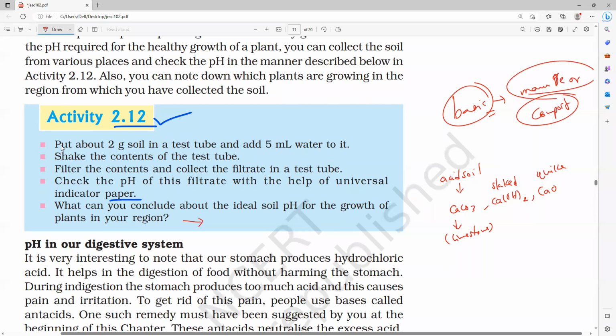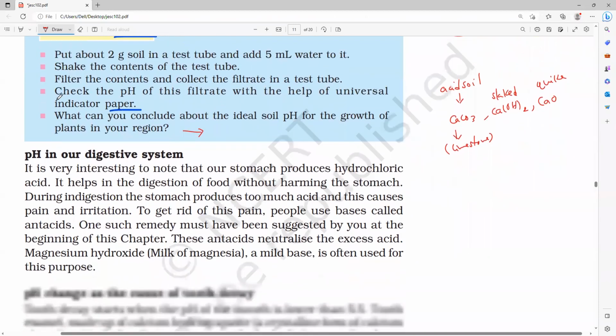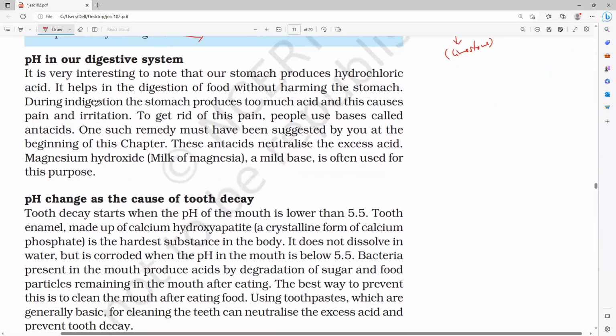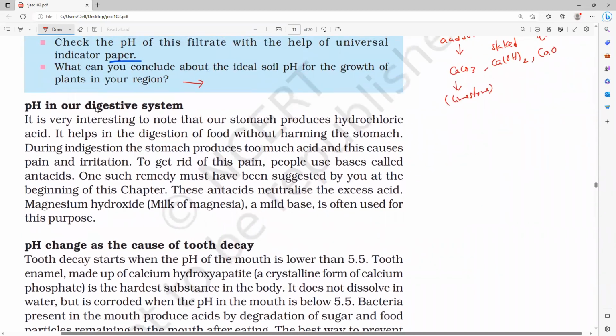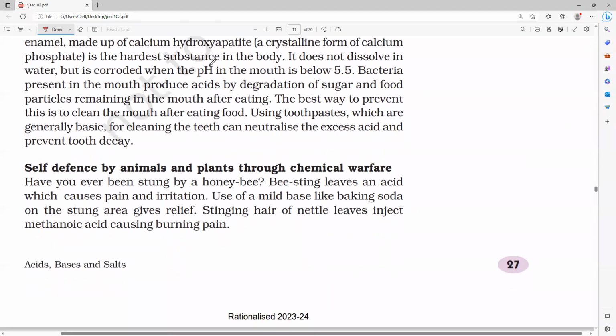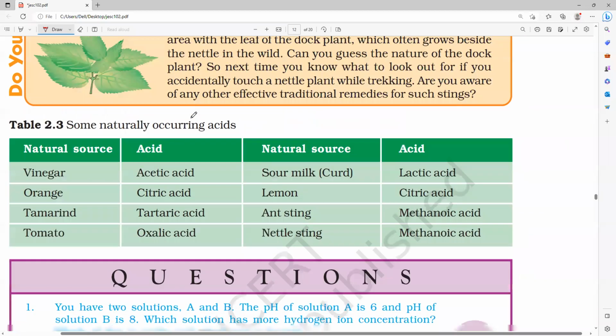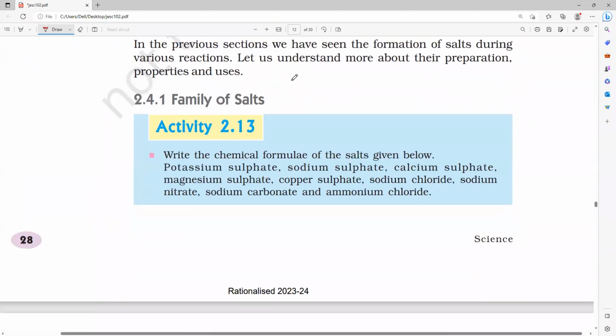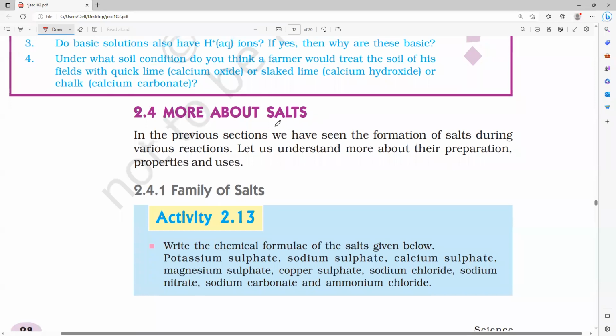What is the main cause of soil becoming too acidic or too basic? Because of chemical fertilizers only. Next, pH in our digestive system and pH change as the cause of tooth decay. Till here you read. Then the paragraph on self-defense by animals and plants through chemical warfare we'll study tomorrow and finish, including the in-text questions, and then tomorrow we'll start the salts.